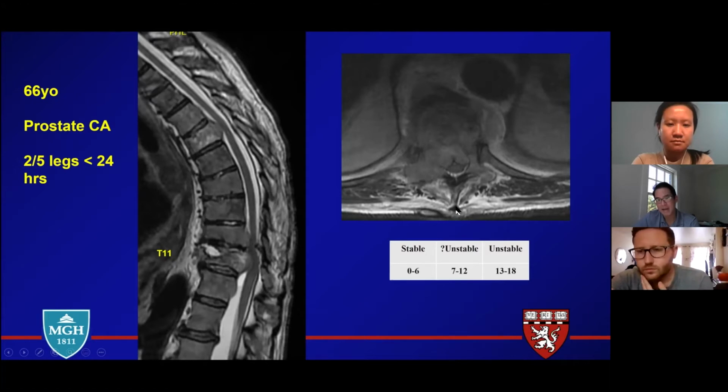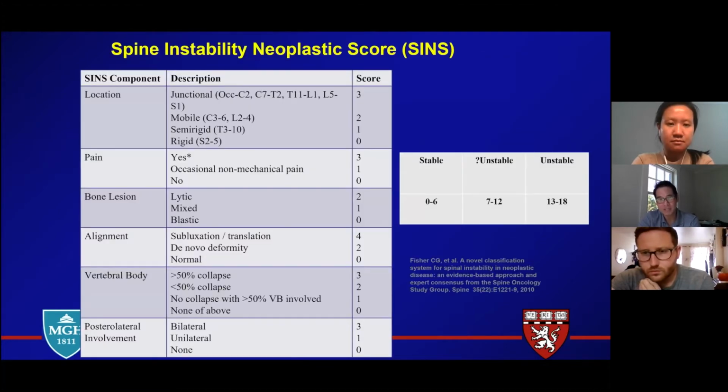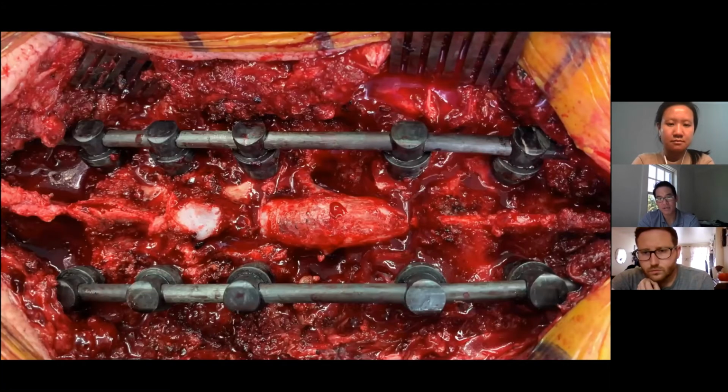So off the bat, I'm thinking, geez, what's this patient's underlying condition? What's their frailty? What's their nutritional status like? So the images can really show you a lot. Go through the SINS score, highly unstable. So I took this patient to surgery.